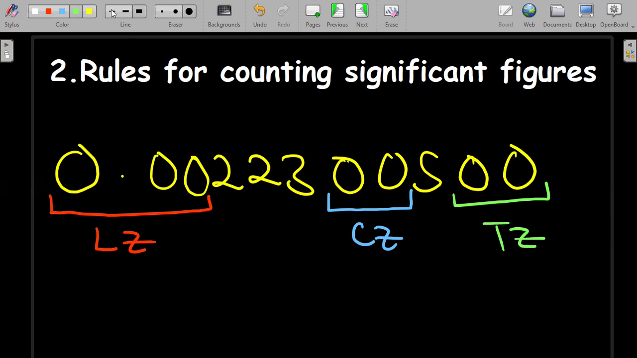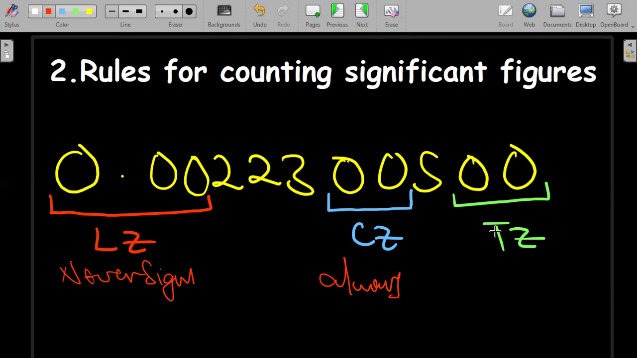Okay, so what were the rules that we discussed? We said the leading zeros are never significant. Never. We always say that they are not significant, so we don't count them. And then the captive zeros are always significant.